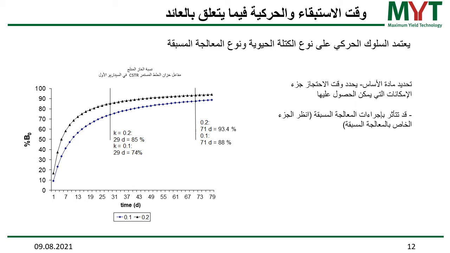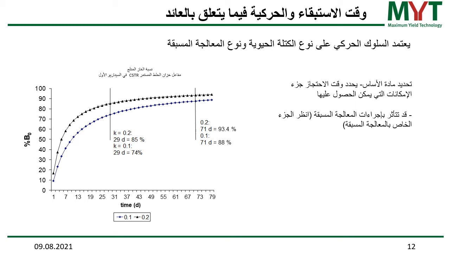The more you move on with the retention time, the higher your yield is. You can see at 71-day retention time, you get 88% out of your substrate 1 or 93.4% out of your substrate 2. So again, this is what you have to consider when you decide for a certain retention time of your substrate. Make sure you know how fast your substrate is degradable and how much gas you want to get out of the substrate.